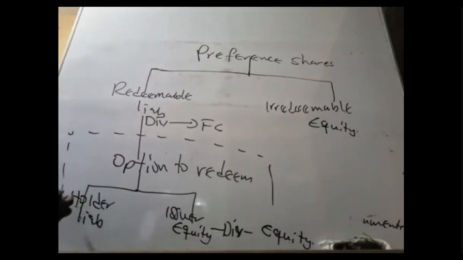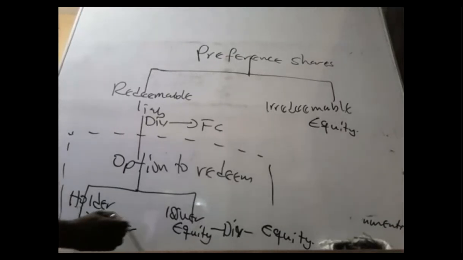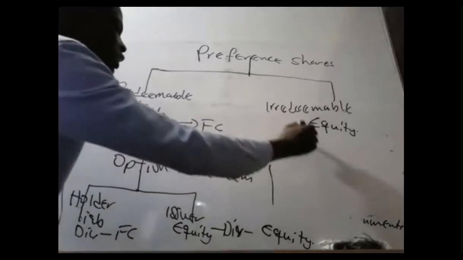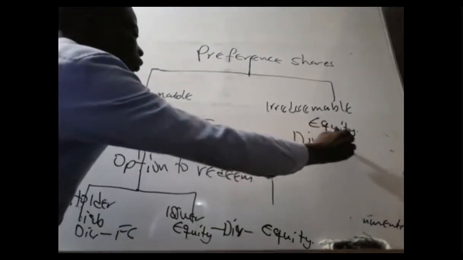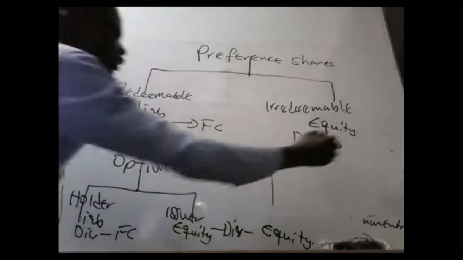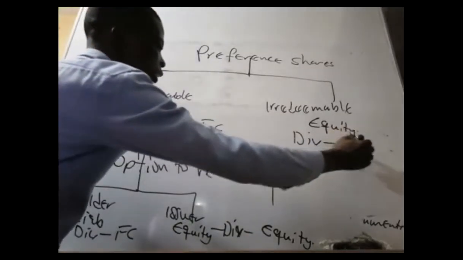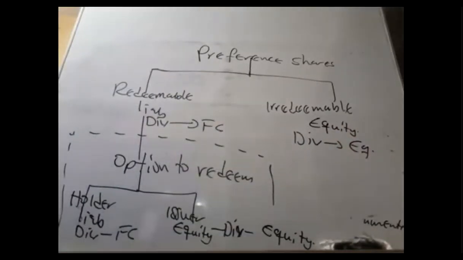If the option to redeem is in the hands of the holder, then it's a liability. Dividend paid is what? Finance cost. If it is with the issuer, dividend paid goes to equity, changes in equity. That is all. So kindly take note of this.